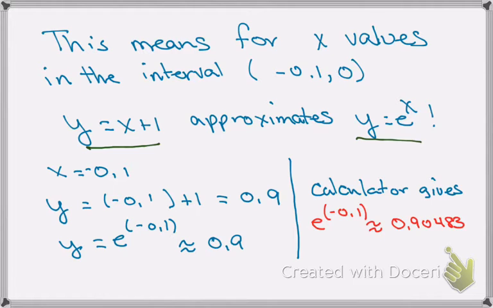So I want to know what happens when x is equal to minus 0.1. I plug that into the equation of the line, so I have minus 0.1 plus 1, which is 0.9. So this tells me that y equals e to the minus 0.1 is approximately 0.9. And if you use your calculator to actually approximate that, your calculator will give back that e to the minus 0.1 is approximately equal to 0.90483. So our approximation is actually good to 2 decimal places.